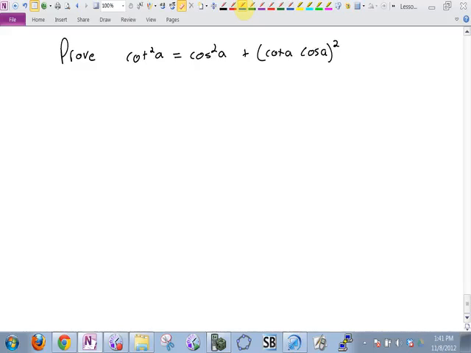If I factor a cosine squared out of both of these terms, what I'm going to be left with in the parentheses is a 1 plus cotangent squared, at which a light bulb goes off in my head, because that's a Pythagorean identity.